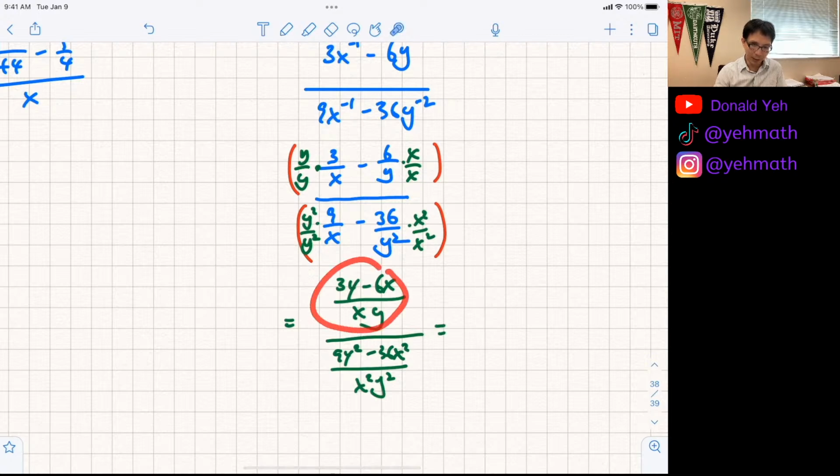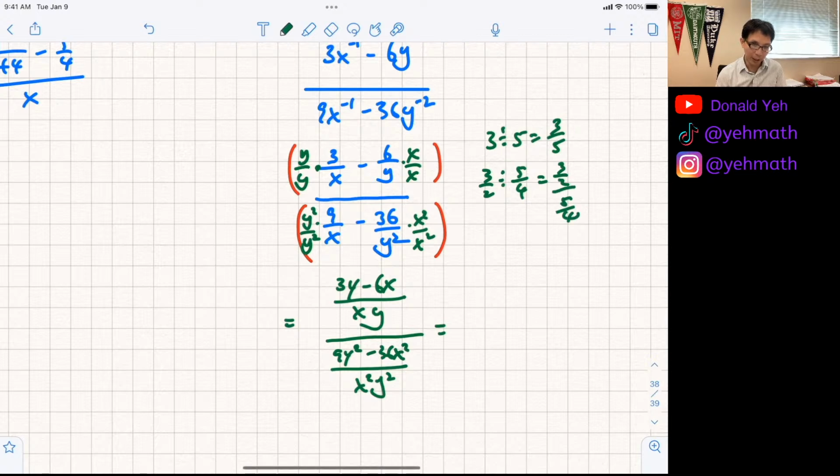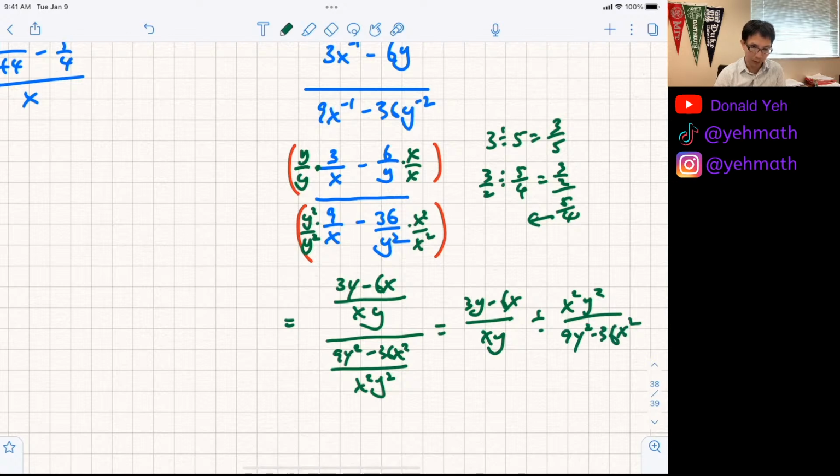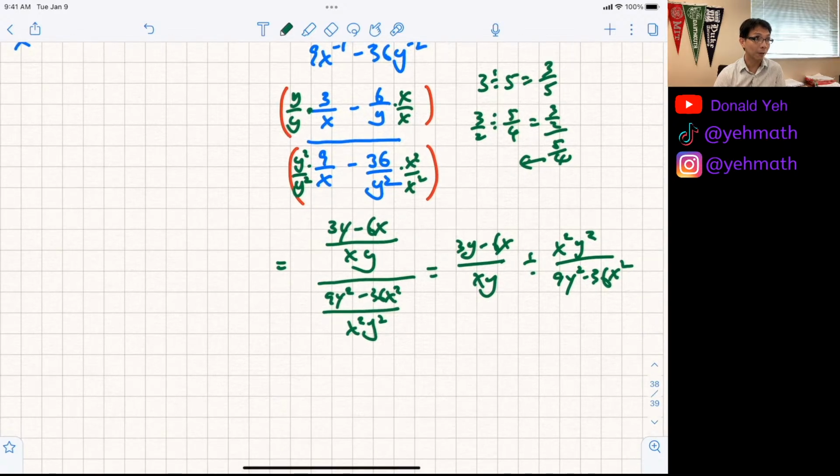Now, this divided by this, right? Remember a long time ago, you learned 3 divided by 5 is 3 divided by 5. How about 3 over 2 divided by 5 over 4? That's going to be 3 over 2 divided by 5 over 4. So can I just do it backwards? Let's go backward here. Then can I just write down 3y minus 6x over xy, divided by x squared y squared over 9y squared minus 36x squared? Is anybody lost? Everything's okay?